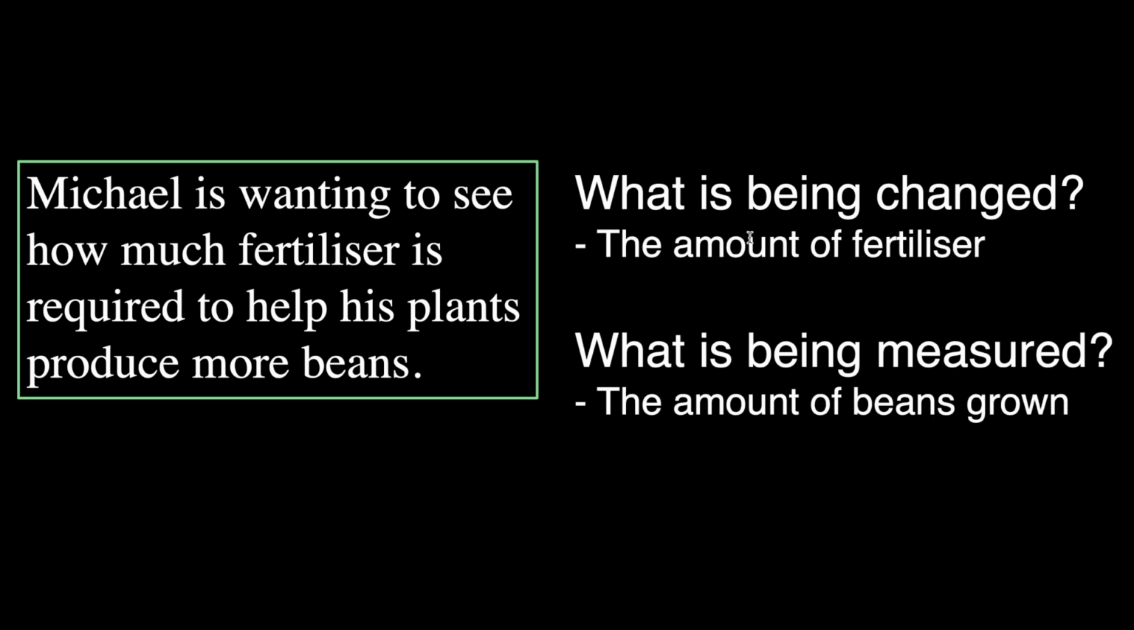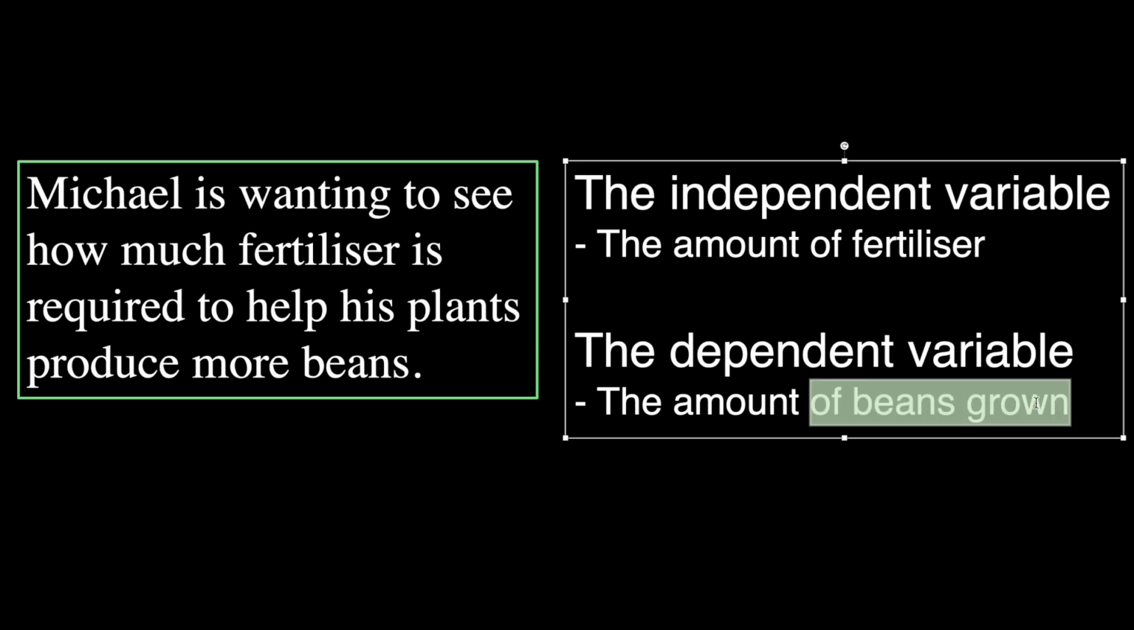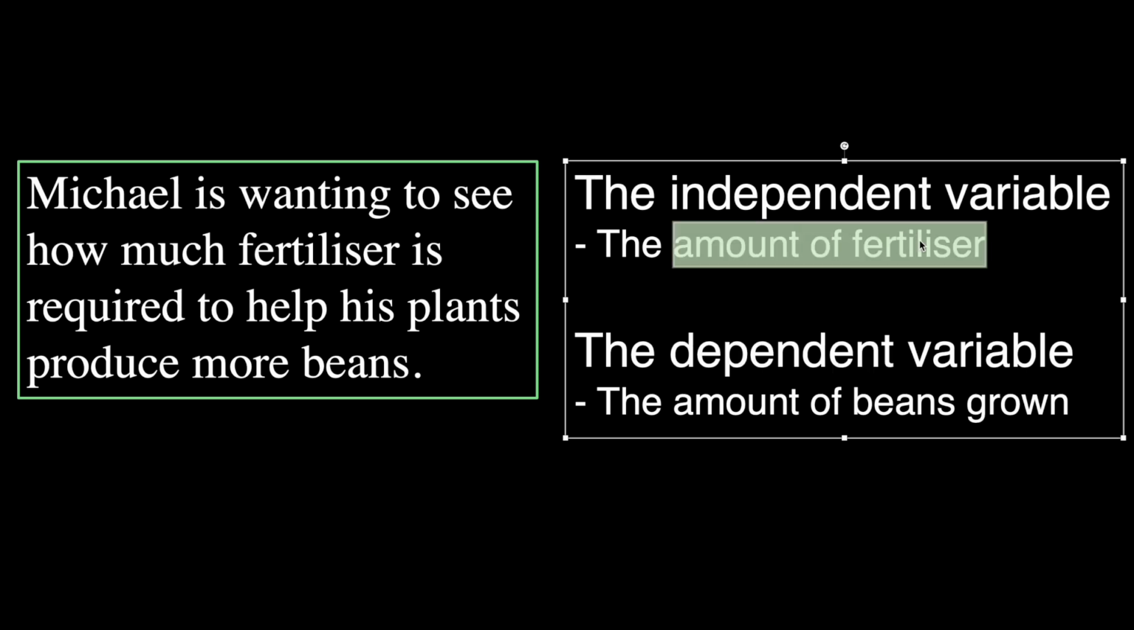The amount of fertilizer is what's being changed. The amount of beans grown is what is being measured, which means that the independent variable is the amount of fertilizer and the dependent variable is the amount of beans. The amount of beans will grow more because it is dependent on the amount of fertilizer.